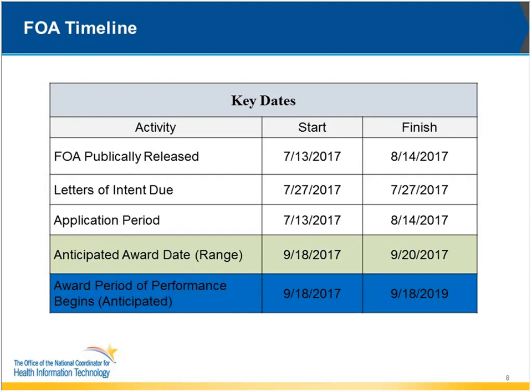Timeline for this FOA, key dates: the FOA was publicly released on July 13th of 2017, and it will finish and close out on August 14th, 2017. Letters of intent are due on the 27th of July, 2017. The application period of 30 days began on July 13th and will end on August 14th. The anticipated award date is sometime between September 18th and September 20th of 2017. And the period of performance will begin September 18th, 2017, and will end 24 months later, September 18th, 2019.